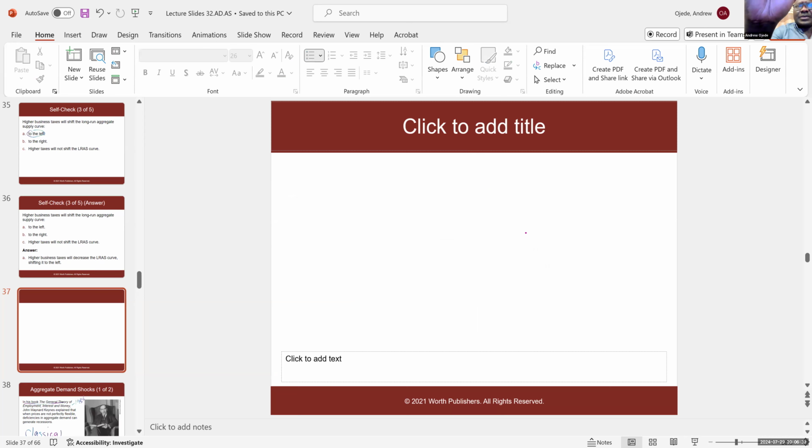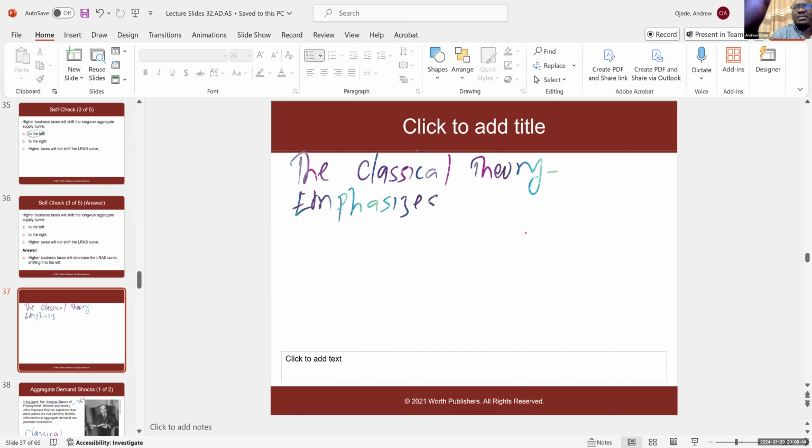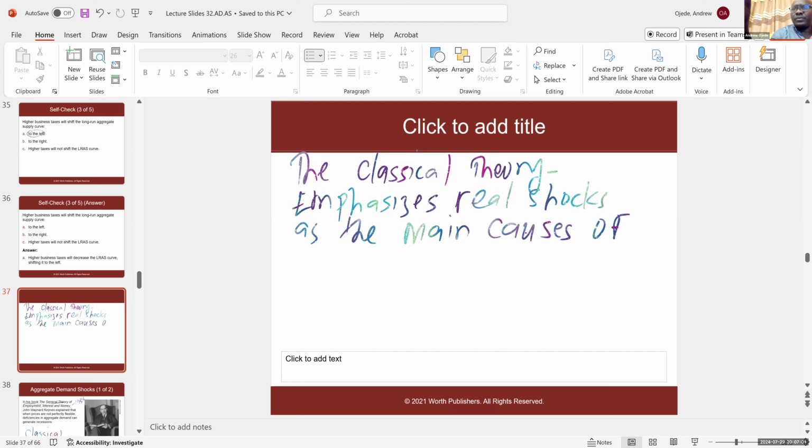Okay, so the classical theory, or the classical philosophy, emphasizes real shocks as the main cause of fluctuations in real growth, real GDP growth.